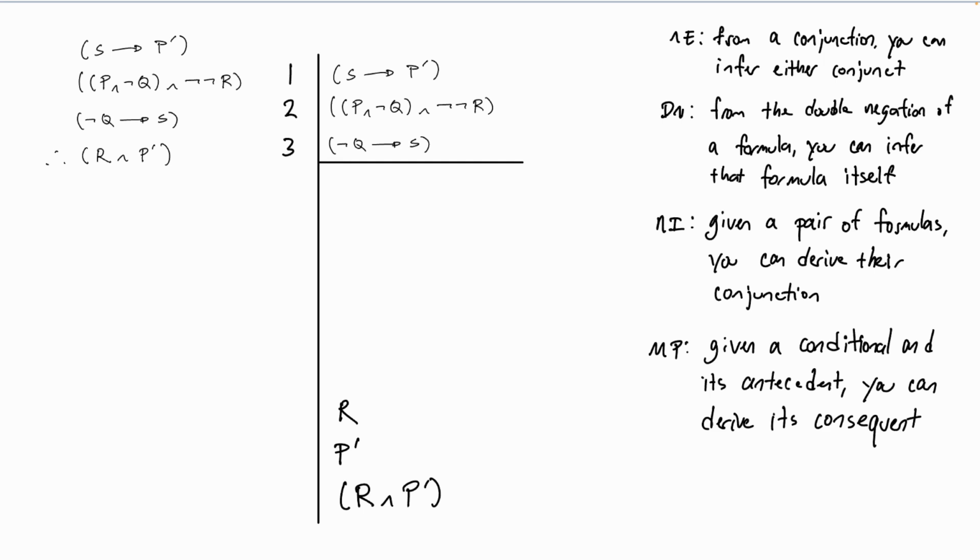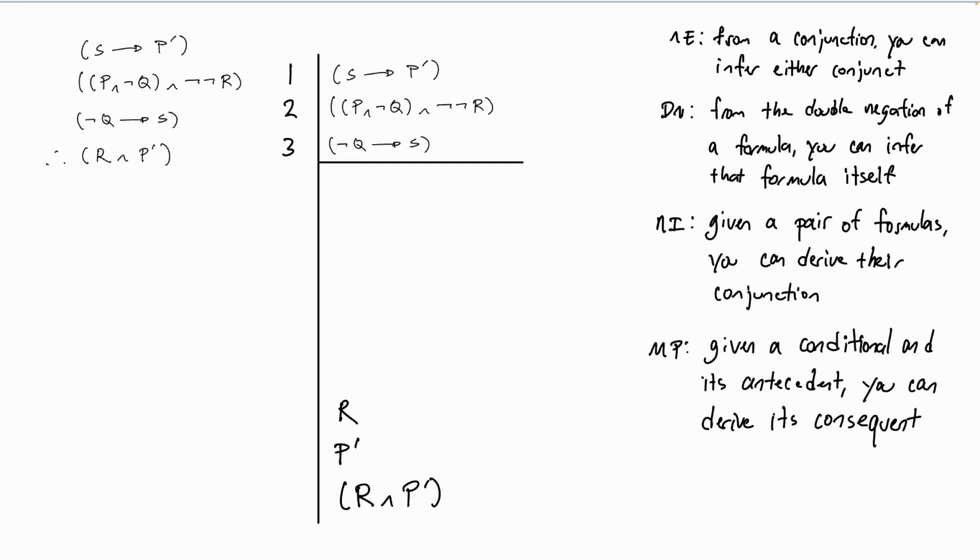I'll write those steps down officially in just a moment. But first, let me think about how I might derive P prime. Well, let's note that the first premise is if S, then P prime. So I know that if I can somehow derive S, then I can use modus ponens to derive P prime. Can I derive S? Well, the third premise says that if not Q, then S. So if I can derive not Q, then I can use modus ponens to derive S. So now the question becomes, can I derive not Q? Well, take a look at the second premise. The first conjunct of that premise is P and not Q, so I know that I can derive P and not Q from that premise using the conjunction elimination rule. And then P and not Q is, of course, itself a conjunction whose second conjunct is not Q, so I can use conjunction elimination again to derive not Q from P and not Q.